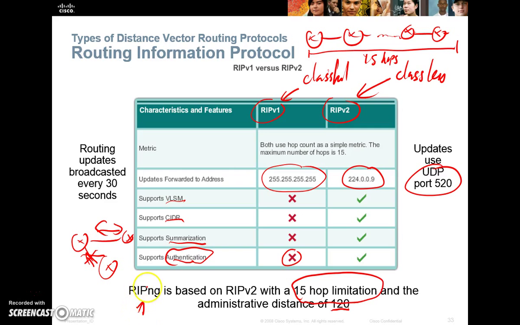RIPng is used for IPv6 and it's also based on RIP version 2. So RIPng is used for IP version 6.